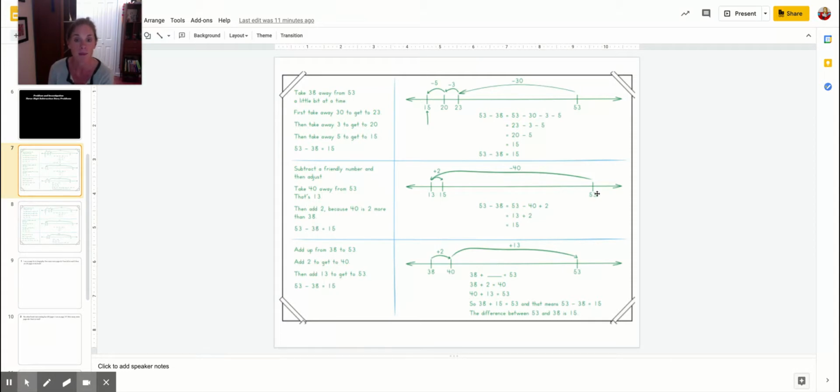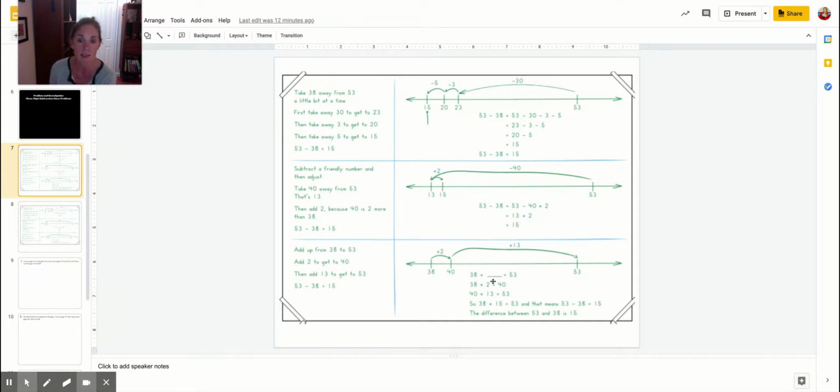This guy took a friendly number away, a little bit more than they needed to, so they had to add back some. This one started at 38 and added up. So first added up to a friendly number and then figured out the rest. So they did this problem way differently.